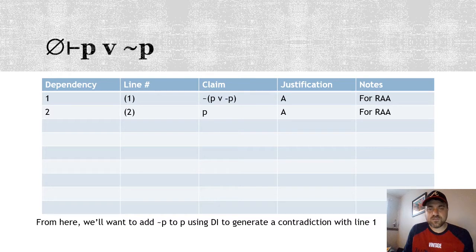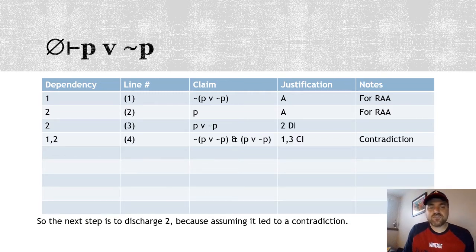But of course, this P is going to discharge into not P. Remember, you have to discharge your assumptions. So really now we need two contradictions, but we'll be able to get them. Okay, and so the next step is to discharge number two, because it leads to a contradiction.